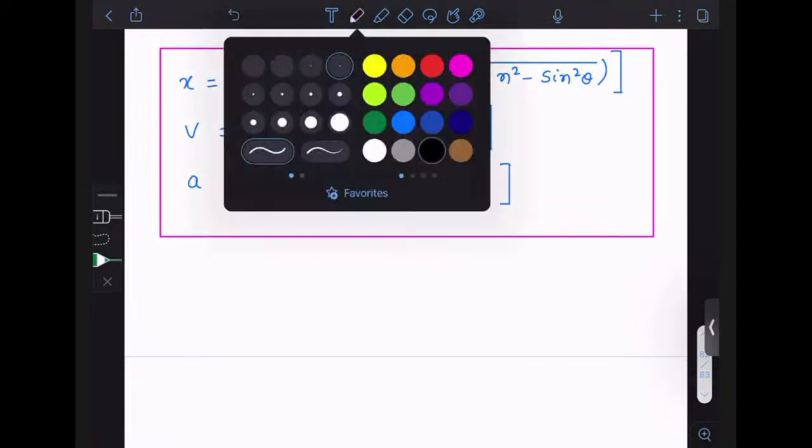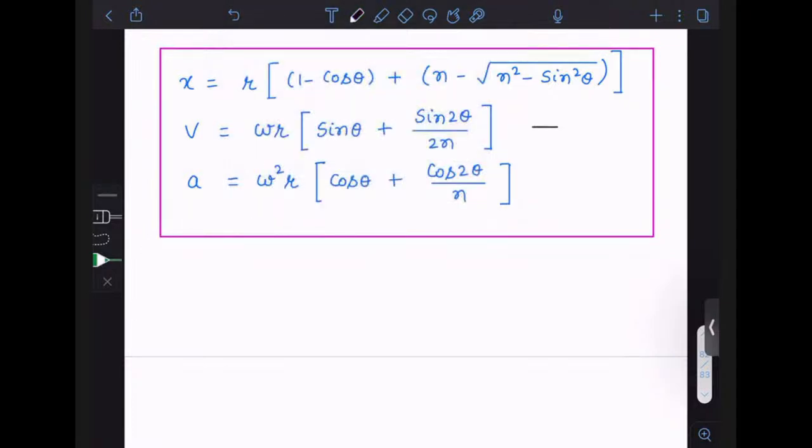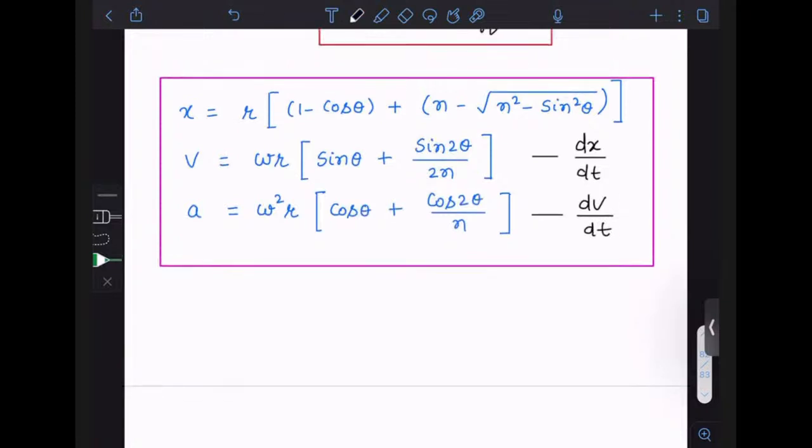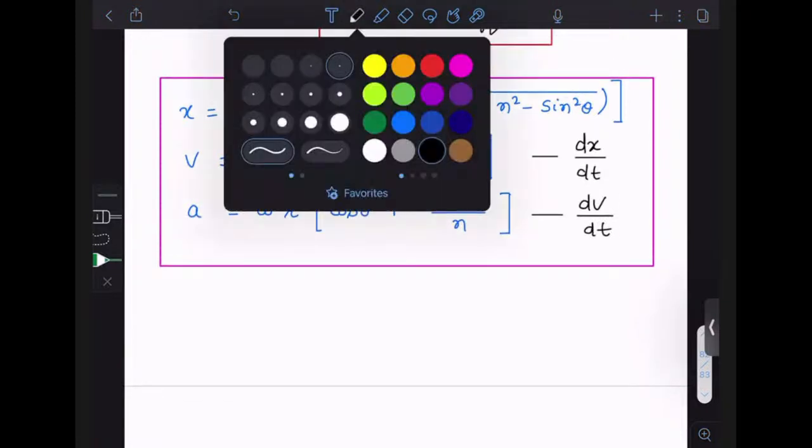Right. This you can also calculate as dx by dt. Whenever you differentiate, you are going to get the velocity of the piston. And this is your dv by dt. Whenever you differentiate velocity, you are going to get acceleration. Right. This is the important result for piston.